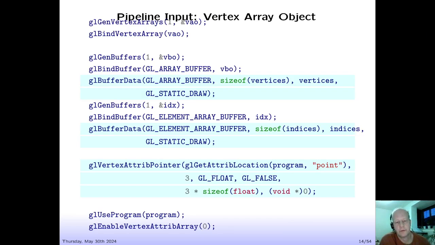So in order to pass the vertex and index data to the pipeline, we need to put it into buffers. So you have the array buffer and the element array buffer, and at the top we have the vertex array object. A vertex array object is like a context for switching between different array buffers.